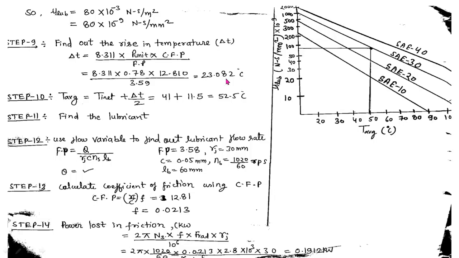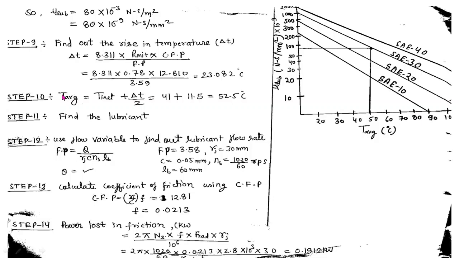Now let's see step number 10. In this step, we have to calculate the average temperature of the lubricant by using this formula. The formula is given as T average is equal to T inlet, that is the inlet temperature of the lubricant, plus the rise in temperature of the lubricant divided by 2. So the value of inlet temperature is taken as 41 degrees Celsius, which is an assumed value. Once we have taken it, we can calculate the average temperature of the lubricant.